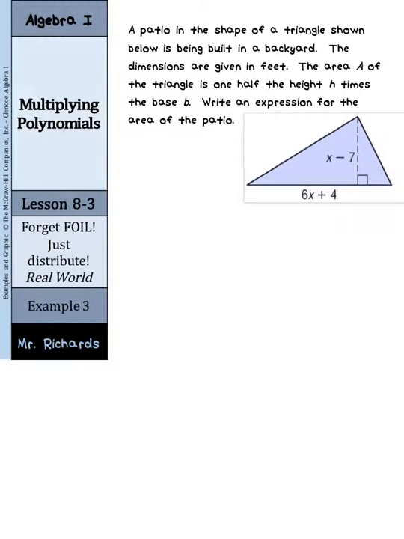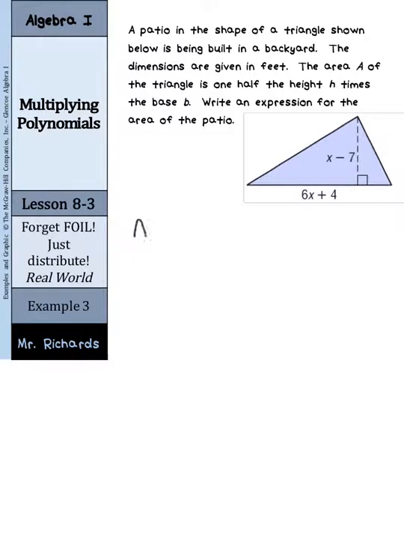This once again is supposed to be an example about foiling, but we're just using our distribution properties here. A patio in the shape of a triangle shown below is being built in a backyard. The dimensions are given in feet. The area A of a triangle is 1/2 the height times the base, 1/2 base times height. Write an expression for the area of the patio.